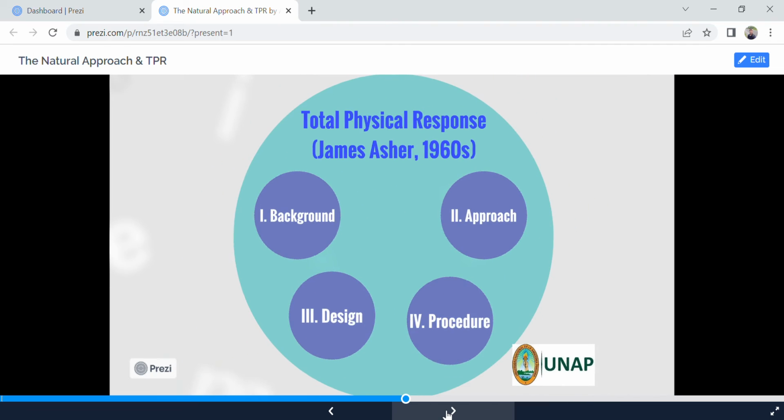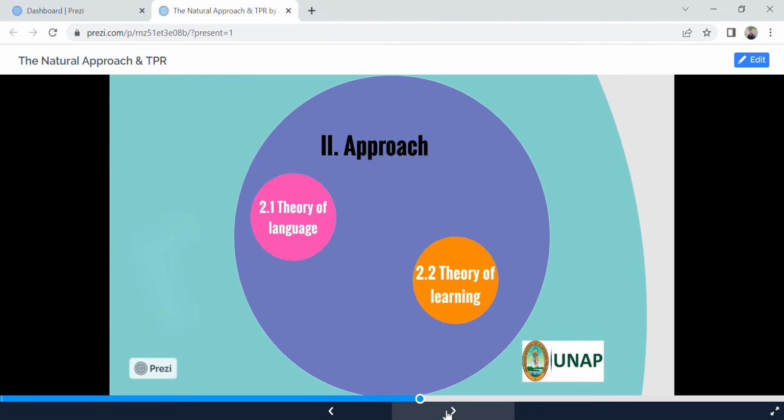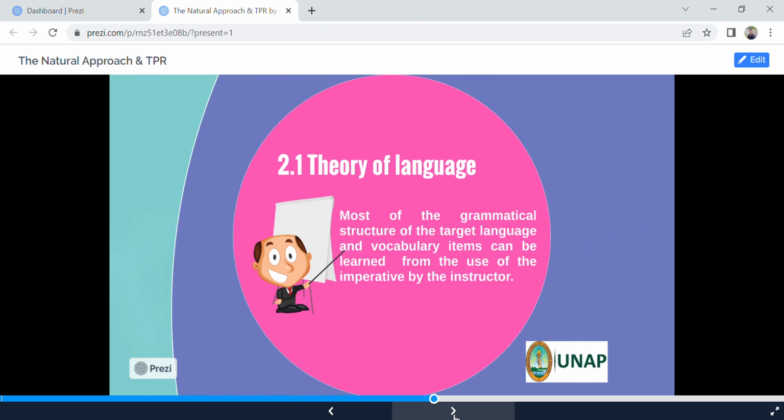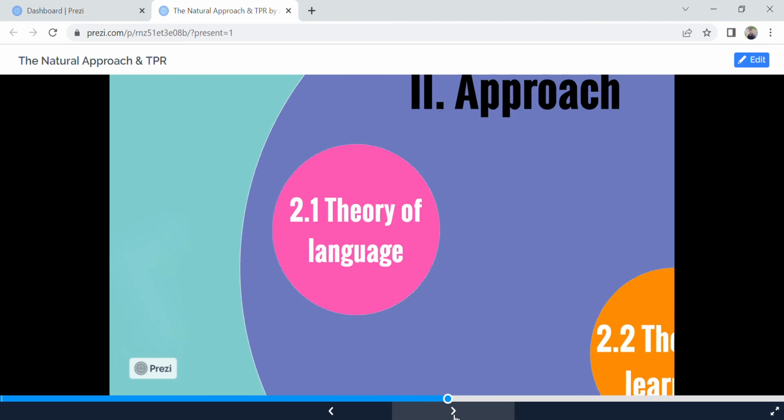Then, as a second part, let's talk about the approach itself, distinguishing between theory of learning and theory of language. According to the theory of language, most of the grammatical structure of the target language and vocabulary items can be learned from the use of the imperative by the instructor. So in this approach, using the imperative is quite useful and meaningful to communicate instructions in the target language.